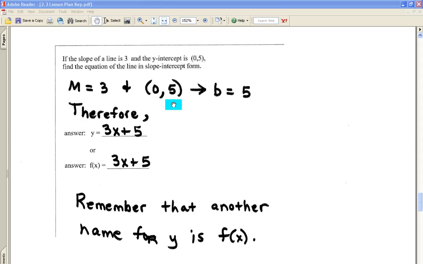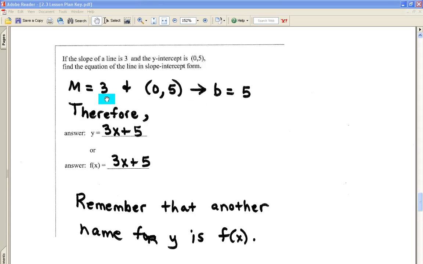Now notice another way to write that. 0, 5 is the y-intercept, which means that b equals 5. Find the equation of the line. Well, we want to write the answer in slope-intercept form. Okay, this is a pretty easy one to start with. Remember, slope-intercept form is y equals mx plus b.